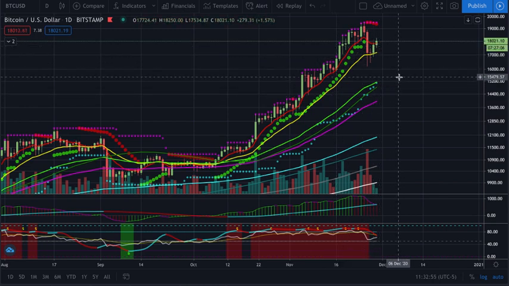So now after you take that into account, my next favorite thing to look at is stochastics. I really like stochastics because they help you to determine, inside of that trend, what is happening based on momentum.